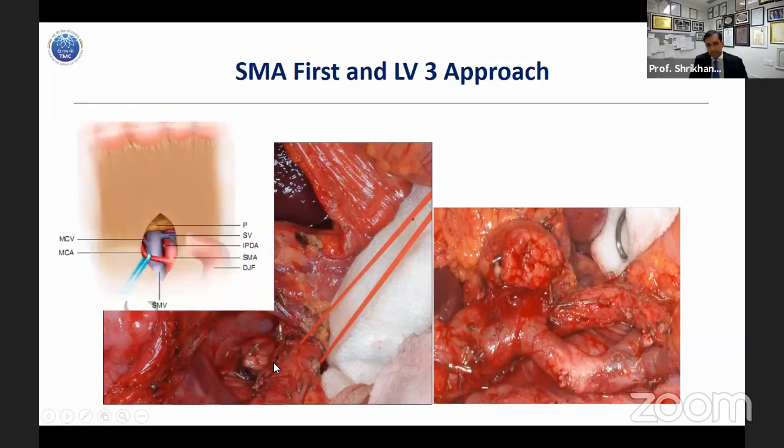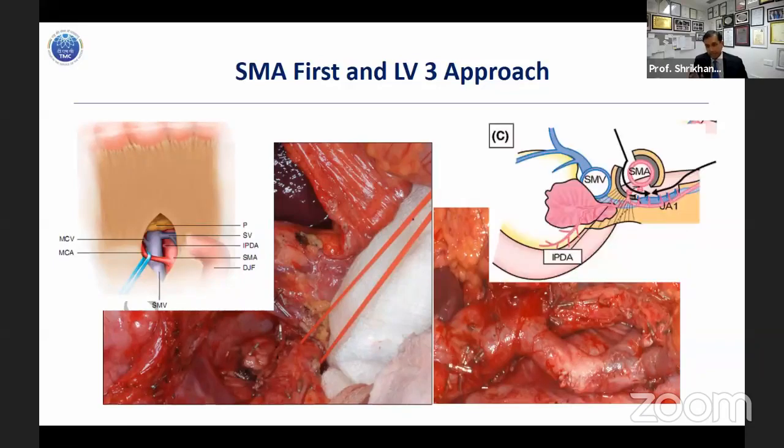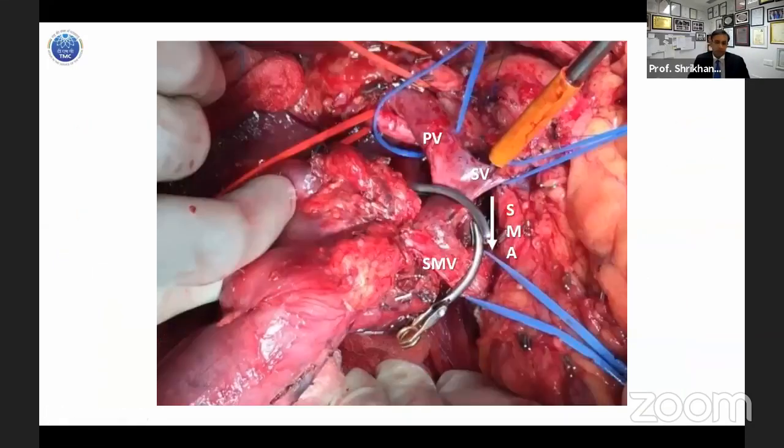So at the end, I have the SMA first transmesocolic approach, and I have the LV3 approach, where you can see I completely went into the subadventitial plane, got the artery dissected. There was a repair which had to be done of the vein, and then we could get a complete resection for a large pancreatic tumor.